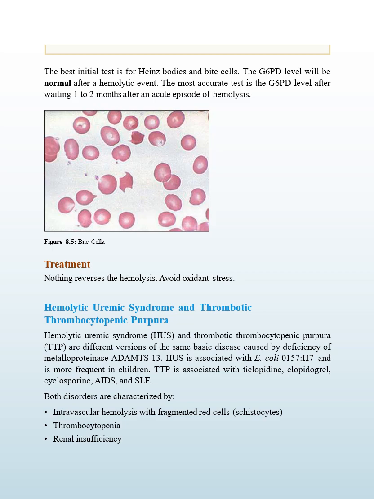As we mentioned before, the best initial test is Heinz bodies and bite cells. The G6PD level will be normal after a hemolytic event. The most accurate test is G6PD level after waiting 1 or 2 months after the acute episode of hemolysis. On figure 8.5, we see how the bite cells look. The treatment is nothing to reverse the hemolysis. We just need to avoid oxidant stress.